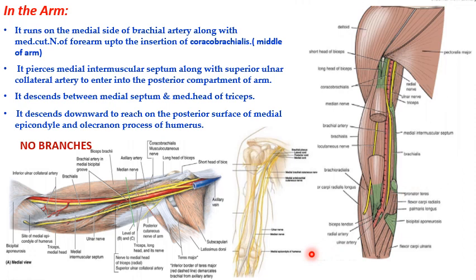Here also in the arm, there are no muscular branches that are given from the ulnar nerve, but it does give the vascular twigs to the brachial artery in the proximal part of the arm and then to the superior ulnar collateral artery, and it gives the articular twigs to the elbow joint as well.